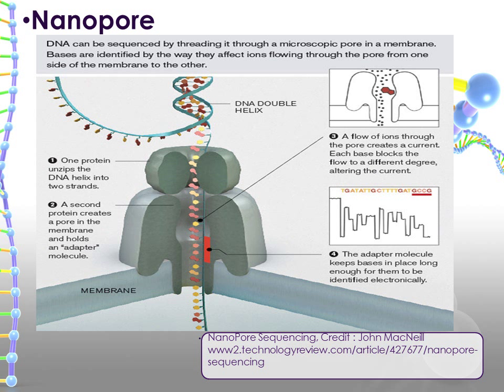Okay, here's a graph of the nanopore, and as you can see, the DNA gets unzipped and sent through the nanopore, and a flow of ions through the pore creates a current, and then as the base goes through, it blocks that current, and that's what's detected at the adapter molecule at the base of the nanopore.